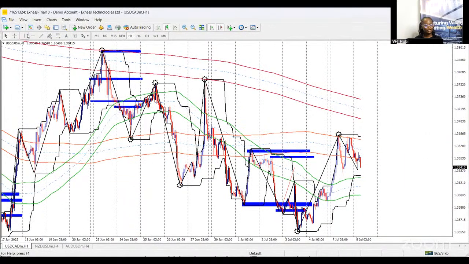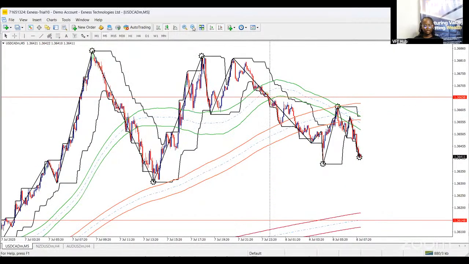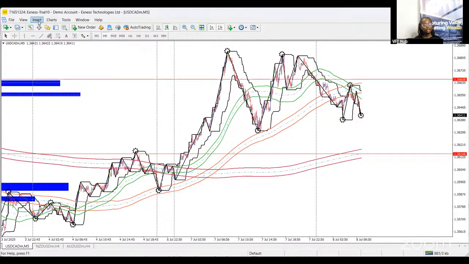So I'm going to mark out the POIs that I typically do on H1. Three of them, these are my three points of interest. So is it possible to see USD CAD sell all the way here? Yes. Let's just look at M5. On M5, what am I doing? Same thing I did: yesterday's high and low, day before yesterday's high and low.